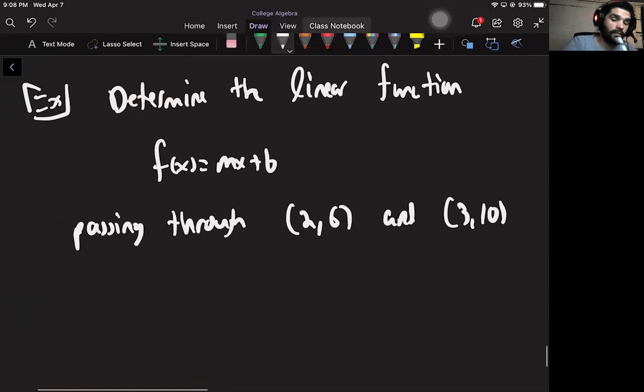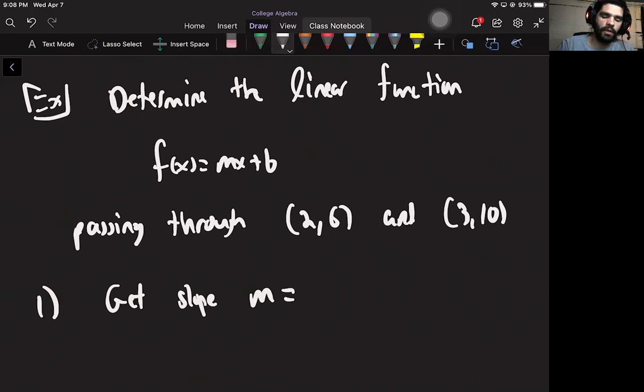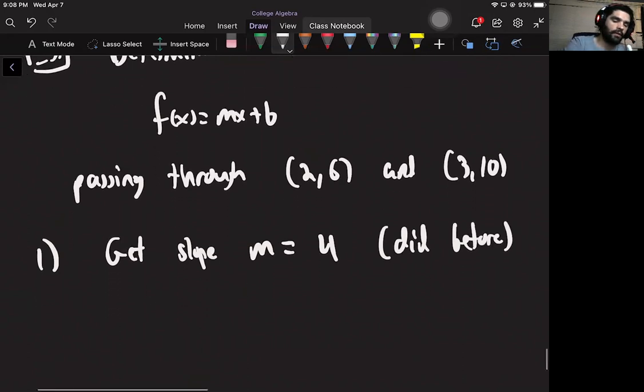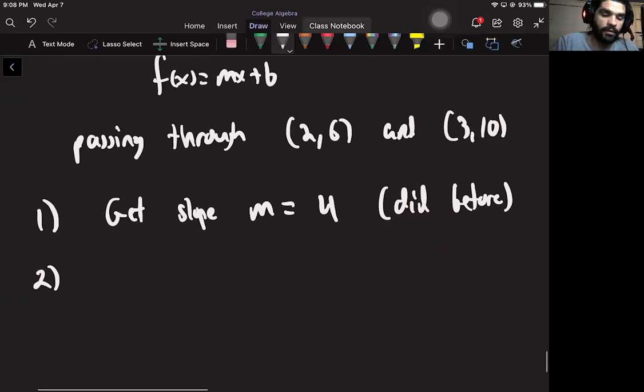And so the steps are, well, I already know the slope m, but normally that would be the first step. Get the slope, which we already did earlier, and it turned out to be 4. So you can rewind to see that again if you like. Copy paste it right there. Second step is get b.